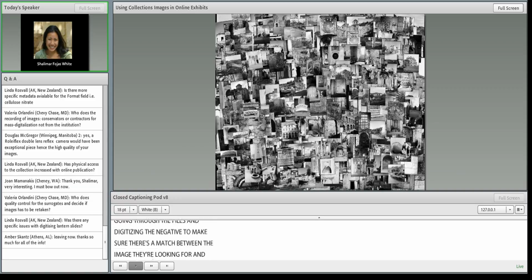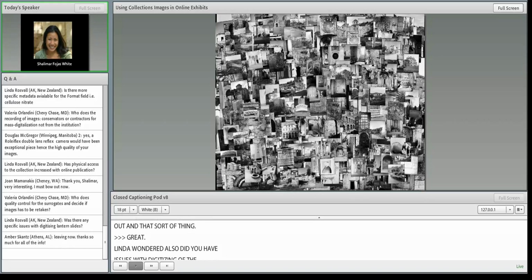Okay, great. And Linda wondered also, did you have any issues with the digitizing of the lantern slides? No, that was pretty straightforward, Linda. Yeah, it was just the same workflow that we used for the negatives.